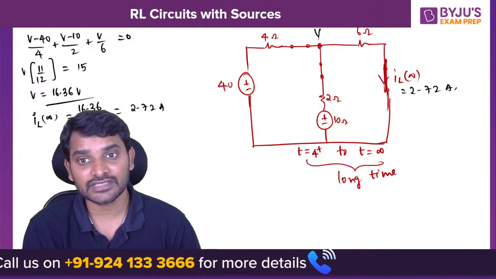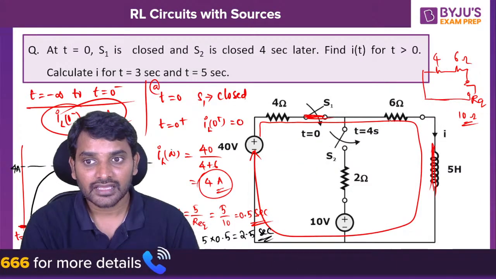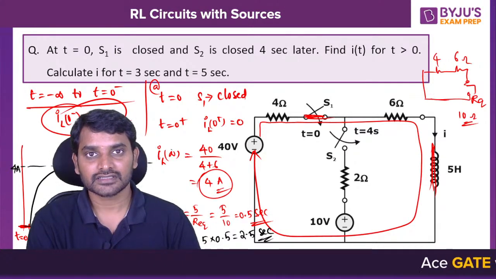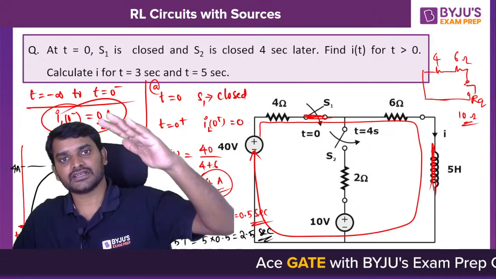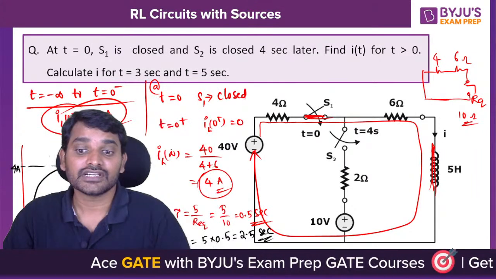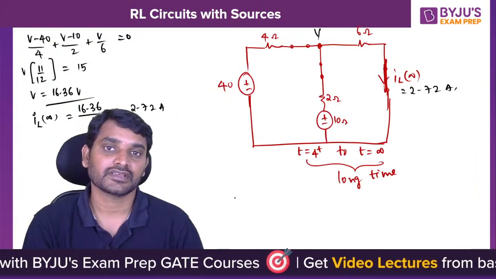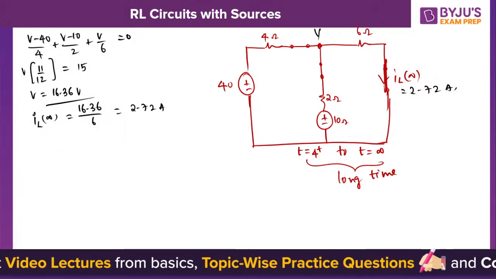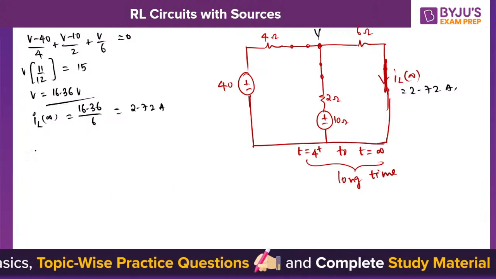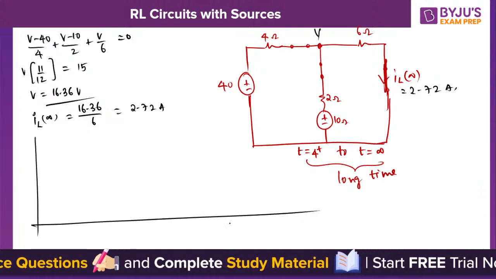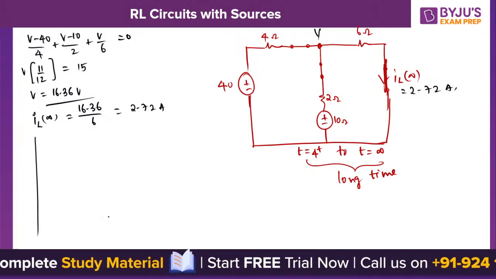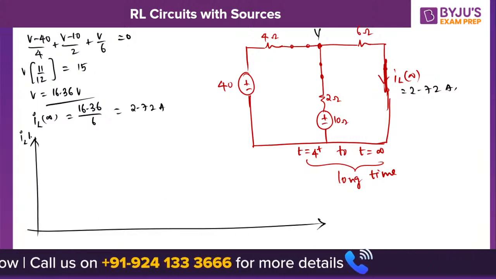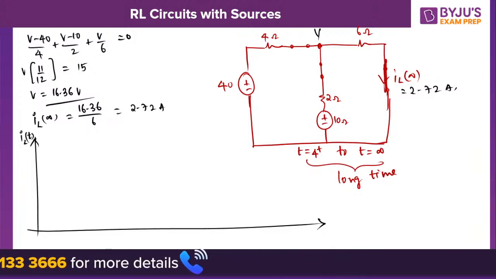Initial value of current, how much have I got? Around 4 amperes. From this 4 amperes, the current has to decay to 2.72 amperes. Let me show you the graph here. The entire switching has taken place after 0 seconds only. We have already drawn this one.